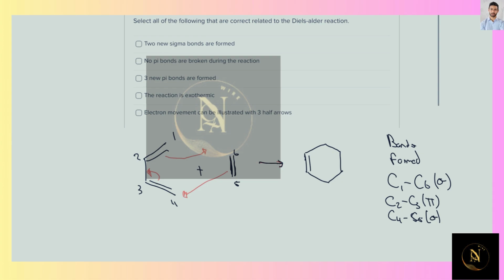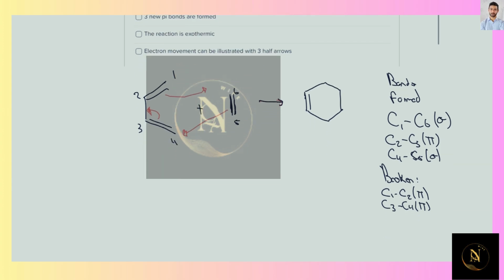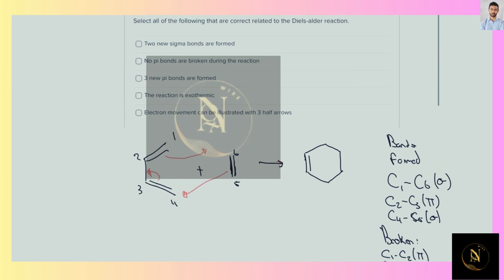On the other hand, the ones that are being broken are going to be the carbon 1, carbon 2 pi bond, also the carbon 3, carbon 4 pi bond, and finally the carbon 5, carbon 6 pi bond. So let's select the ones that are correct.